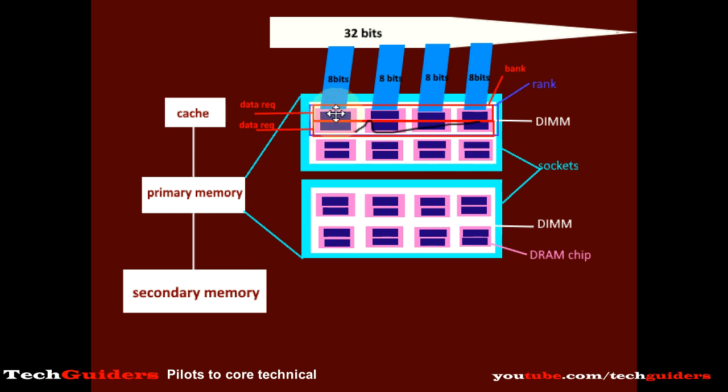Thus, division of DRAM chips into banks will help to simultaneously handle the data requests, that is, handle them in parallel. If we divide into a larger number of banks, say 4 banks, then the level of parallelism can be further improved.